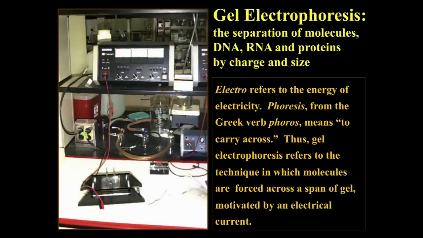Electro refers to the energy of electricity that's used to separate molecules on the basis of their charge, and phoresis means to carry across, from the Greek verb phoros. And so a gel is a matrix in which we can apply an electric field to separate molecules as they run through that matrix on the basis of their size towards a particular pole set up by an electrical current.